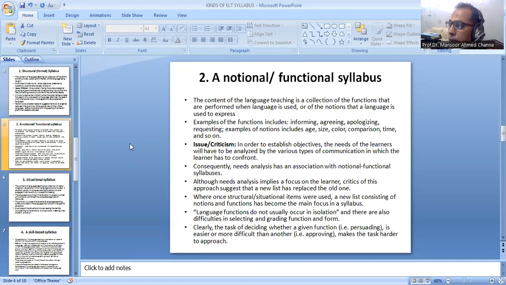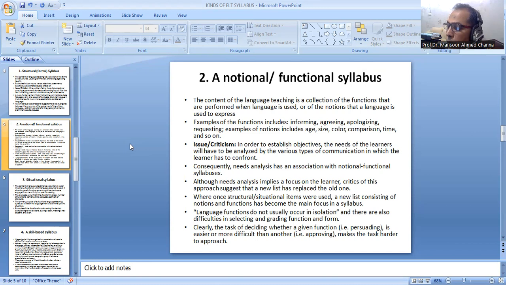The second type of syllabus is a notional or functional syllabus. The content of the language teaching is a collection of the functions that are performed when language is used, or of the notions that a language is used to express. Examples of the functions include informing, agreeing, apologizing, requesting. Examples of notions include age, size, color, comparison, time, and so on.